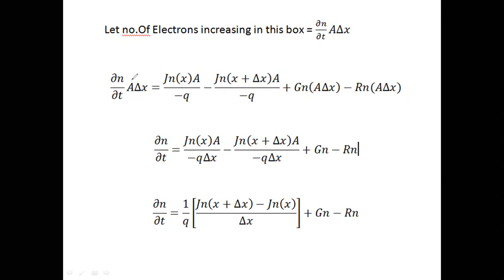So now A is common, consider A here, A here, A here. Okay, A here, A here, A here, it gets cancelled. Take delta x to this side, then I will get delta x here. I will get delta x here. Delta x will get cancelled here, it will get cancelled here, and this is the resultant equation.